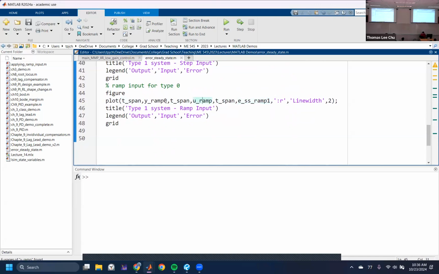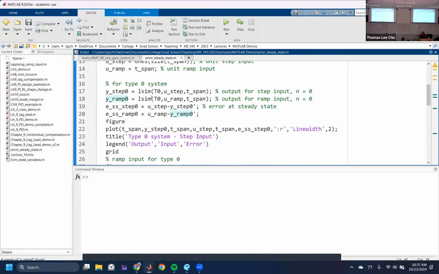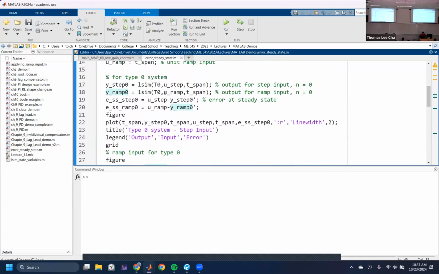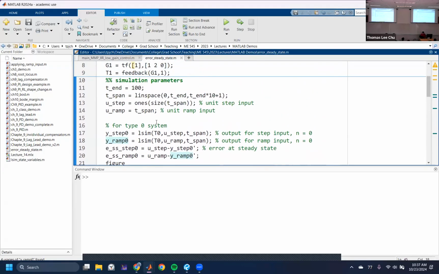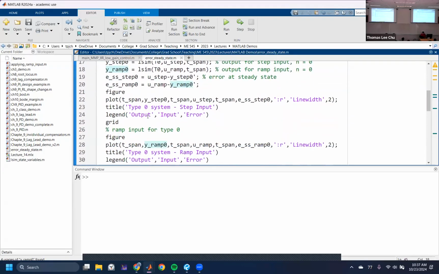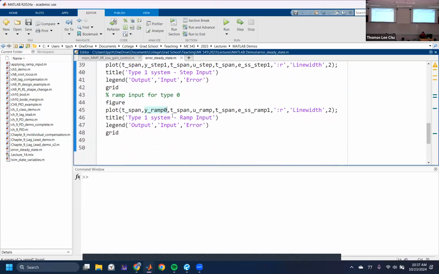All right, well, it looks like I might need to do a little bit of diagnosis. Y ramp 0. Yeah, I'm looking at, I think I might have had something. Y ramps. Oh, yeah, I'm using the type... I should be using the type 1 system. Yeah, I never did the simulation for the, or I think I did. That's weird. Oh, there you go. Y ramp 1. Yeah, like you said.